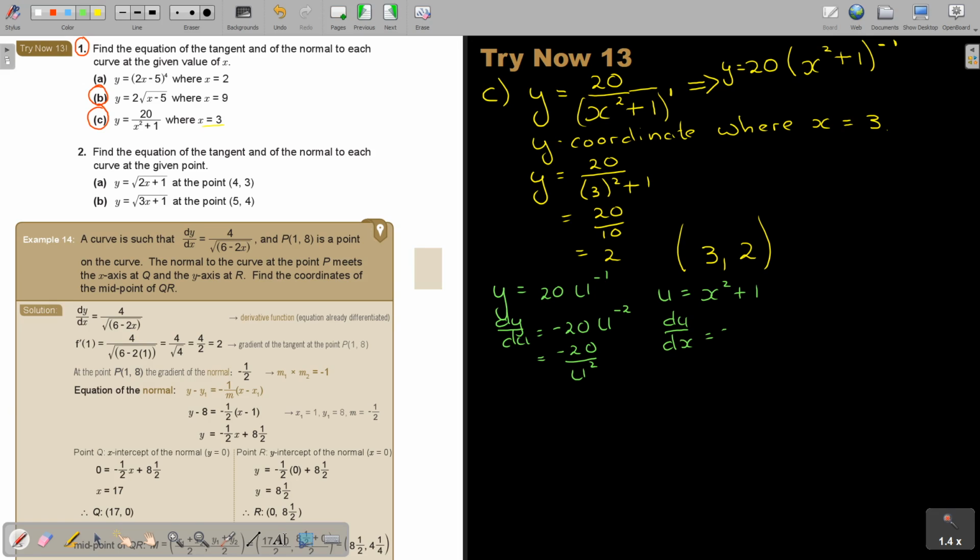Du over dx is 2x. And if I multiply dy by dx, just multiply this 2, so it will be negative 40x, and put u back, and don't forget to square it. So what is u? It's x squared plus 1, squared.